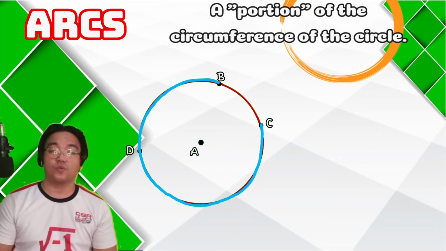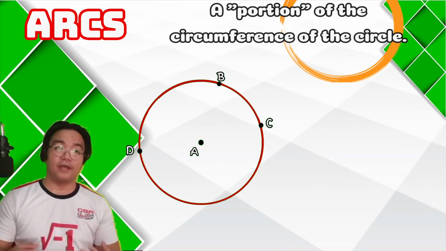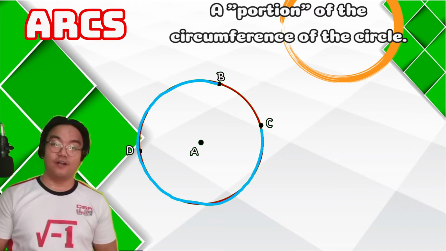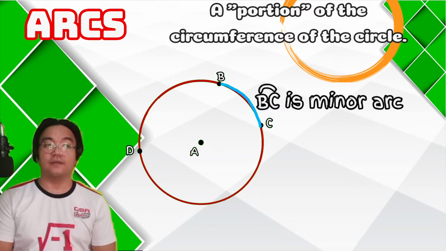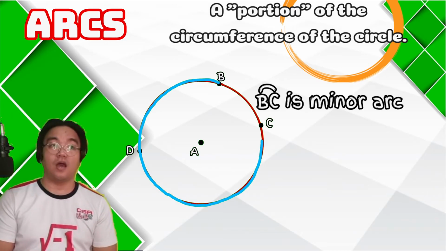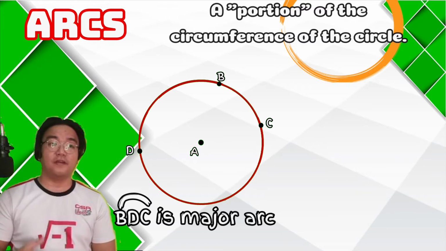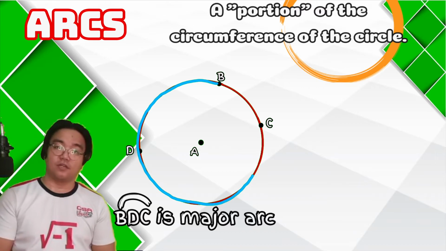Major arc is usually defined using 3 letters, while minor arc is defined using 2 capital letters. For example, we have points B, C, and D on this given circle. Arc BC is a minor arc, and arc BDC is a major arc. The length of an arc is simply the length of its portion of the circumference.